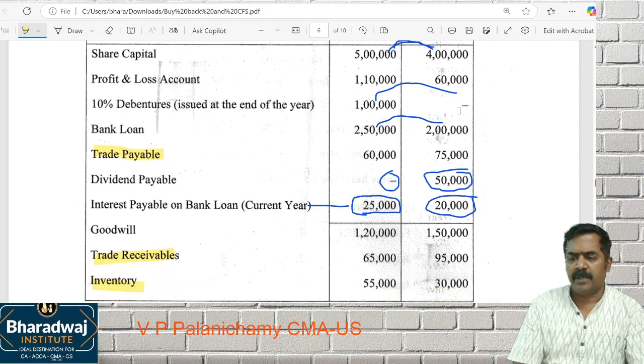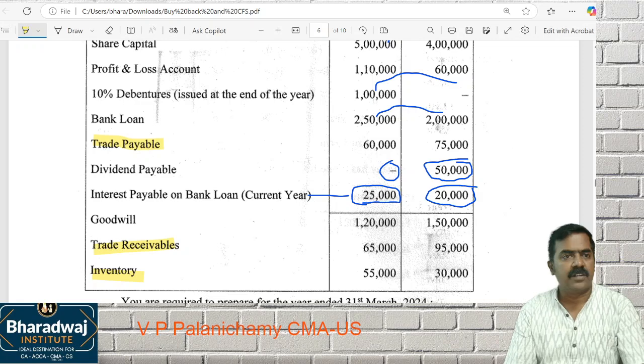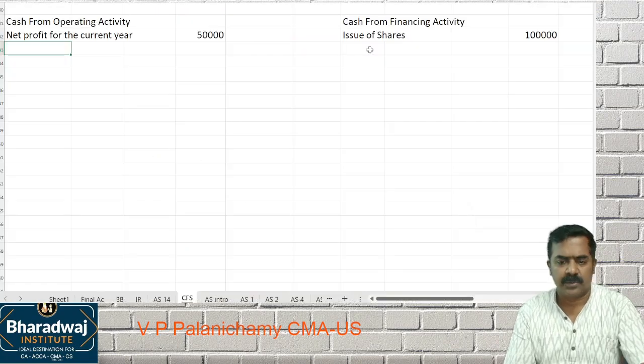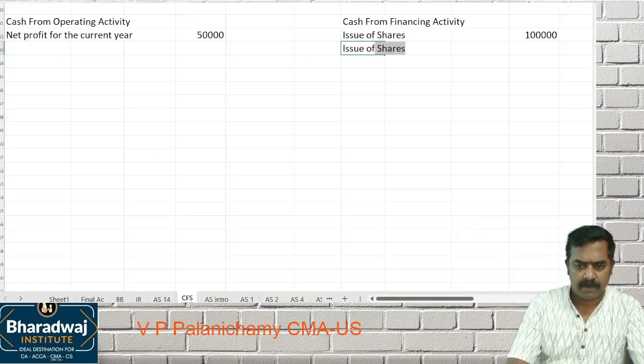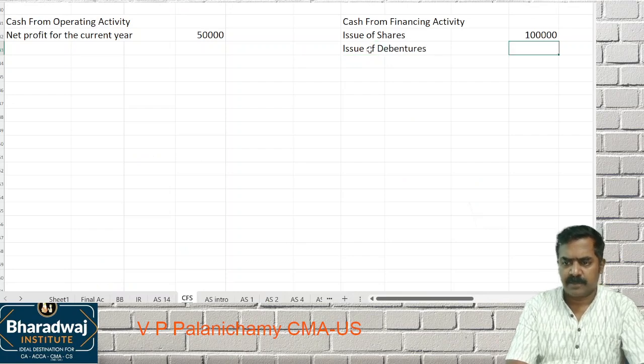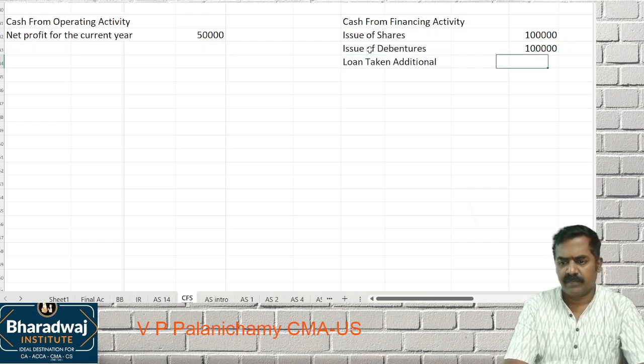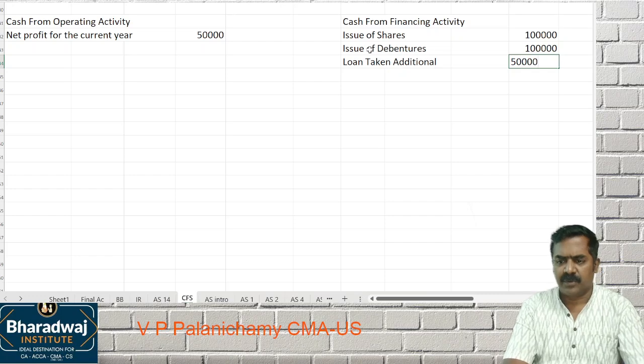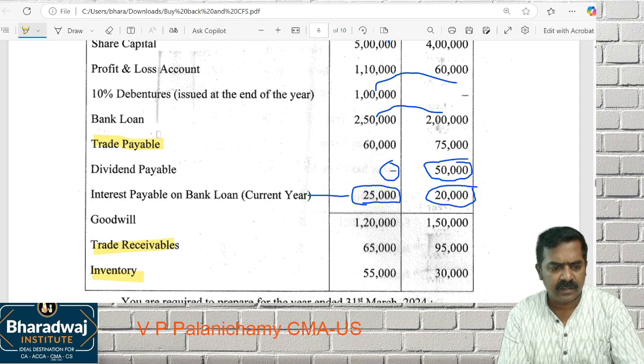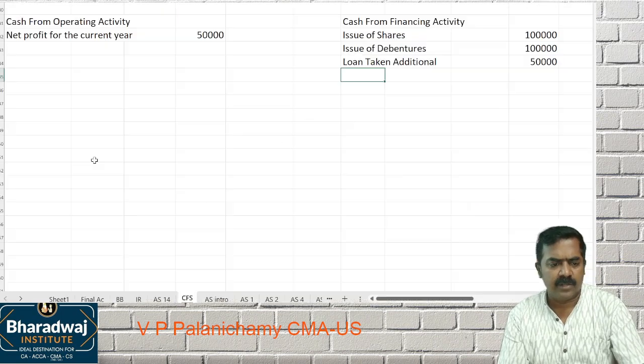Debentures: opening balance was 0, closing balance is 1 lakh. Debentures issued. How much? 1 lakh. Bank loan, loan taken, additional amount is given, 50,000. All these are inflows. Then trade payable, okay, it will be adjusted in working capital changes.